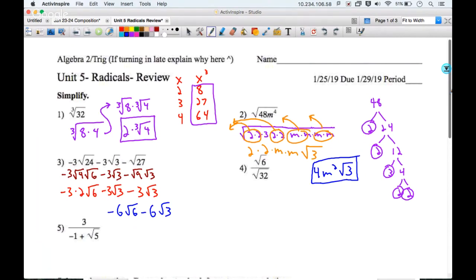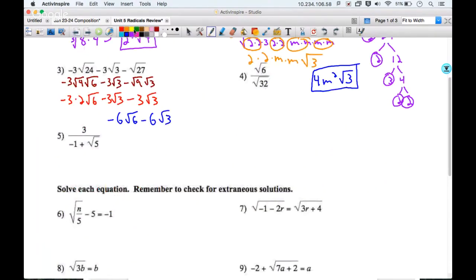Number 4 isn't simplified because we got a radical in the denominator. How do we get that radical out of the denominator? Well, first I would look to simplify it, and 32 can be split into a 16 and a 2. 16 is 4 squared, so this can become square root of 6 over square root of 16 times the square root of 2 equals square root of 6 over 4 root 2. But the denominator is still not rational. I got this irrational number down here.